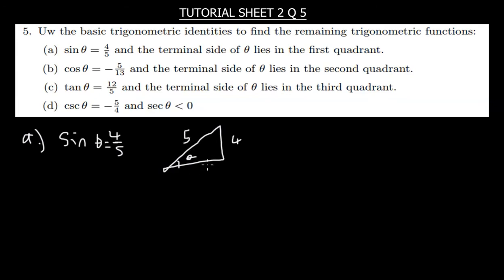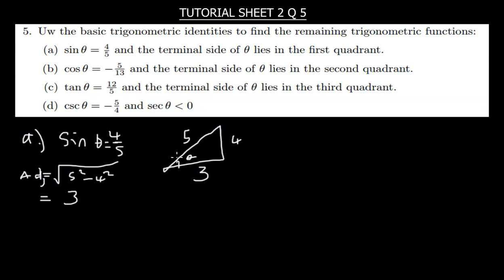And then when you use Pythagoras here, you find that your adjacent is going to be equal to the square root of 5 squared minus 4 squared. That is according to Pythagoras theorem. So the adjacent is equal to 25 minus 16, you get 9, and the square root of 9 is 3. So this part is 3.